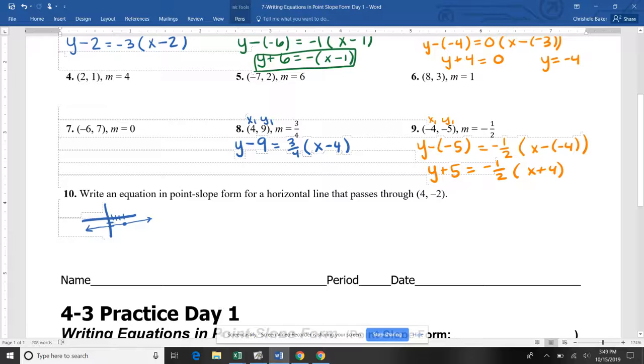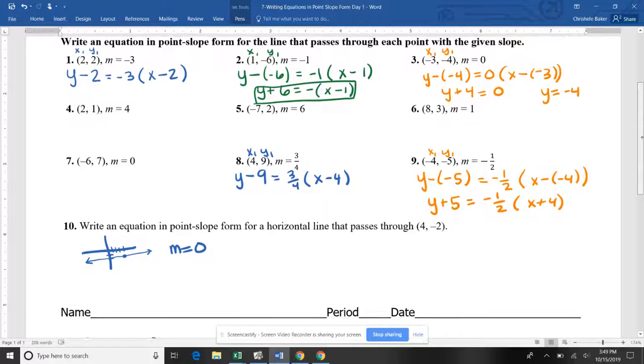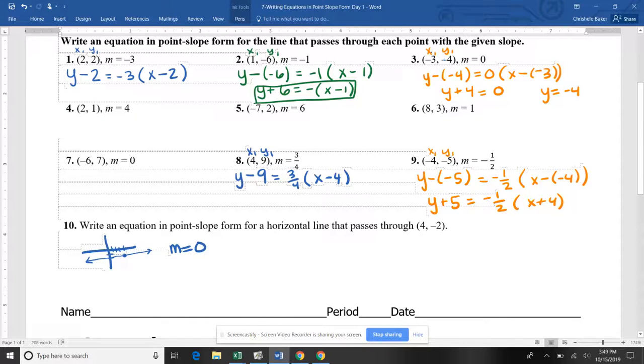So when I have a horizontal line, my slope is 0. So I'm going to do this one like I did number 3, where really we didn't use that x value at all. Our answer ended up just being y is equal to the y value that I was given. So my answer would be y is equal to -2. And all that this means is every y value along this line is -2, no matter where I am, left or right.